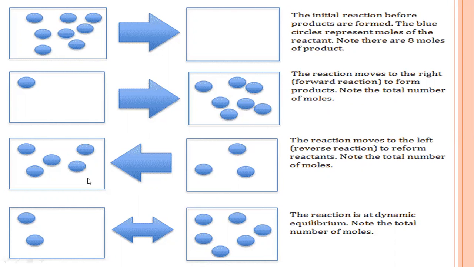When the reaction gets reversed, what happens? To reform the reactants, note the total number of molecules: 3 molecules here and 5 molecules here. So what happened? When the reaction is in dynamic equilibrium, there is a difference in the number of moles. You can see 2 moles on the reactant side and 6 moles on the product side. So simultaneously this will go on continuously, whenever these two combine together and it gets reversed. So this is a state of dynamic equilibrium. Correct?